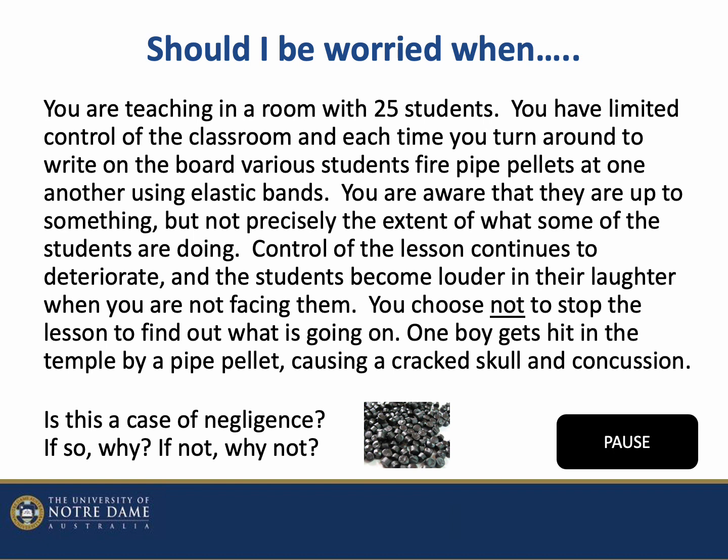So the question is, you're teaching in a room with 25 students. You have limited control of the classroom, and each time you turn around to write on the board, various students fire pipe pellets at one another using elastic bands. You're aware that they're up to something, but you're not precisely aware of the extent of what some of the students are doing. Control of the lesson continues to deteriorate, and the students become louder in their laughter when you're not facing them. You choose not to stop the lesson to find out what's going on. One boy gets hit in the temple by a pipe pellet, causing a cracked skull and concussion.